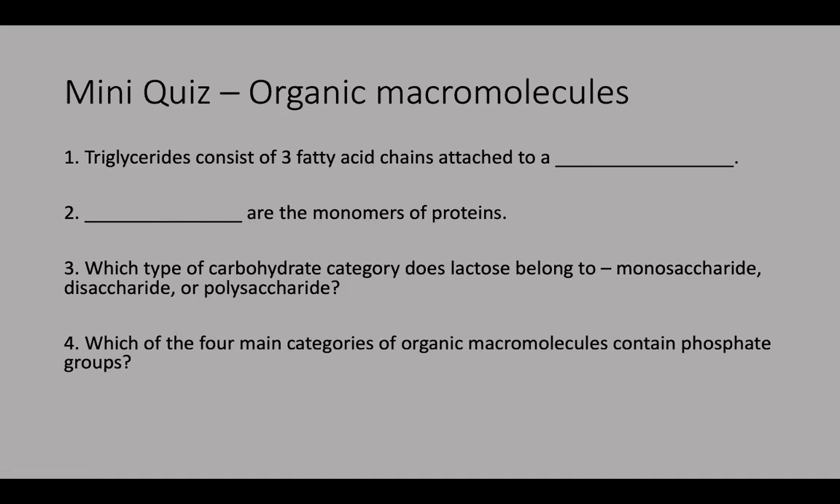Okay. Number 4. Which of the four main categories of macromolecules contain phosphate groups? I'll give you a hint, there's two. So your options are carbohydrate, protein, lipid, nucleic acid. Those are the four main categories. Which two of those contain a phosphate group in the molecule?